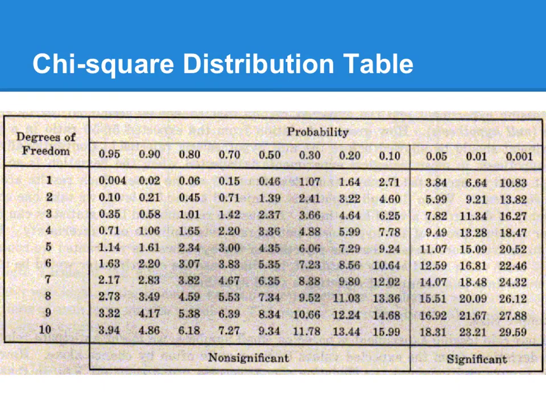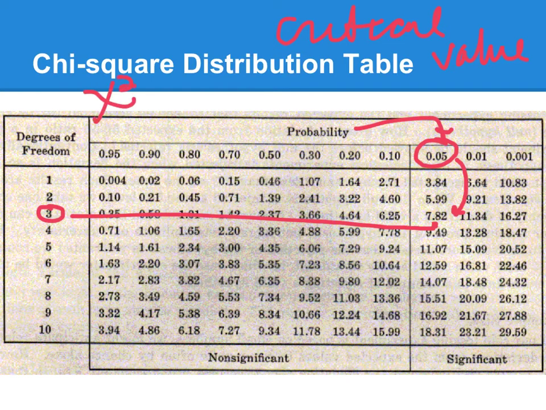So we haven't made a decision regarding our card data. Let's take a look. We had 3 degrees of freedom, and we are shooting for 0.05 as our p-value. So we take a look and we go all the way over here, and we take a look down here. 7.82 is our critical value, and we said that our chi-square value was equal to 2.48.